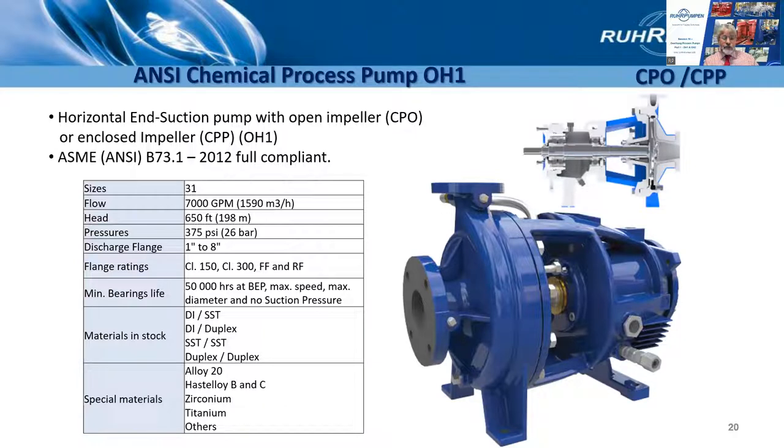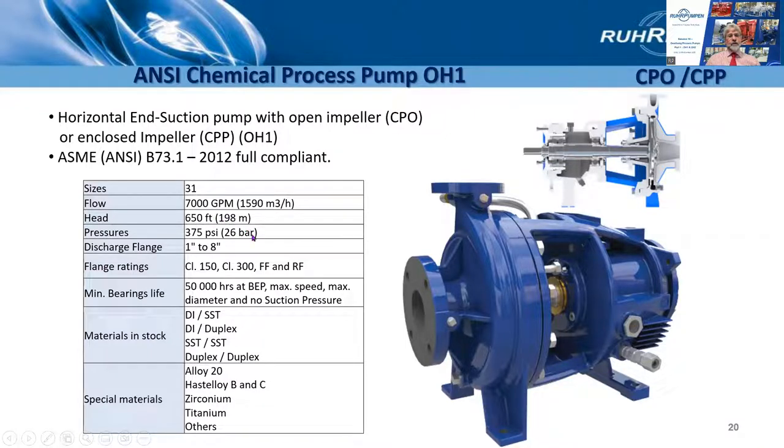The general features of an ANSI pump. This is, of course, the Ruhr Pumpen offering, but the other major manufacturers are very similar by the very nature of the ANSI B73.1 specification, because the bare shaft pumps are designed to be interchangeable between manufacturers. So 31 sizes, I believe ANSI actually has 27, but we've got a few more in the Ruhr Pumpen range. Similarly, the flows. ANSI goes up to 4,000 gallons a minute, and Ruhr Pumpen is at 7,000. So a few additional sizes there.